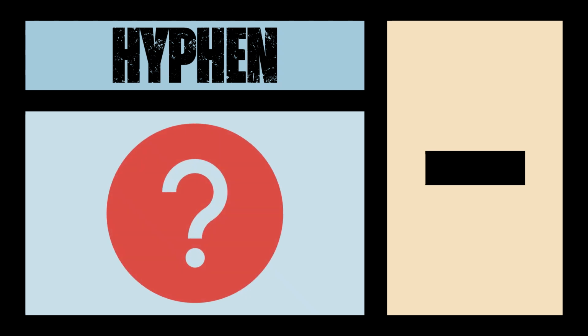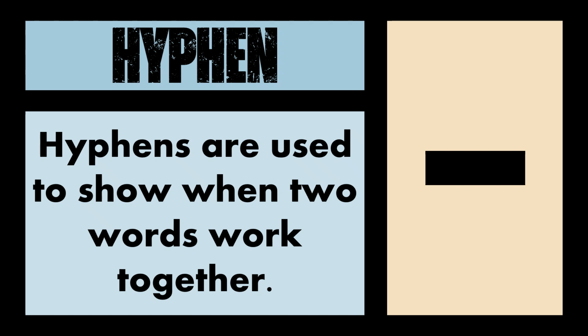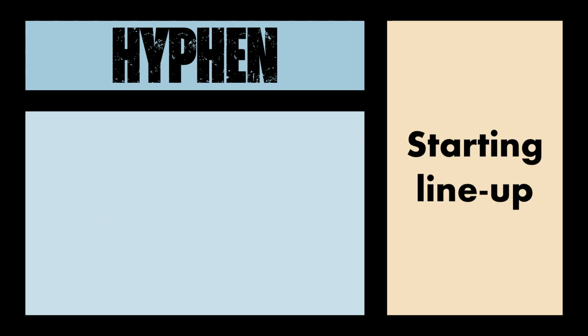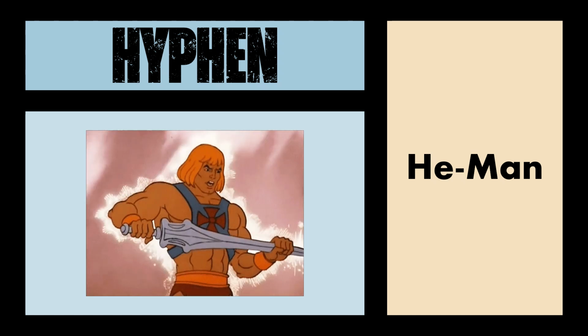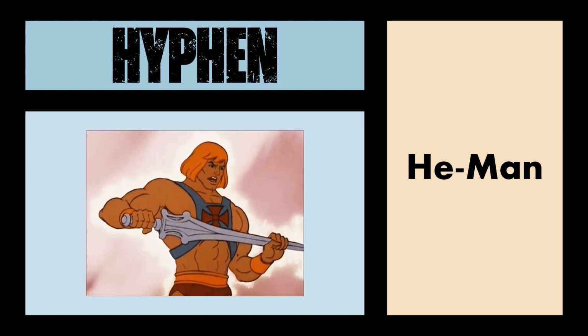Now, that begs the question, when exactly do we use the hyphen? In short, hyphens are used to show when two words work together collaboratively. Now, I do have a separate video on how to determine whether or not two words that are describing a noun should be hyphenated, but there are other instances as well. We might say the starting lineup of the Chicago Bulls. In this case, the lineup is one concept, one phrase we're putting together, so we hyphenate the words line and up. E-Man or Spider-Man or any various other men that have some sort of prefix before them, we hyphenate the two to show that the two words are working collaboratively together.